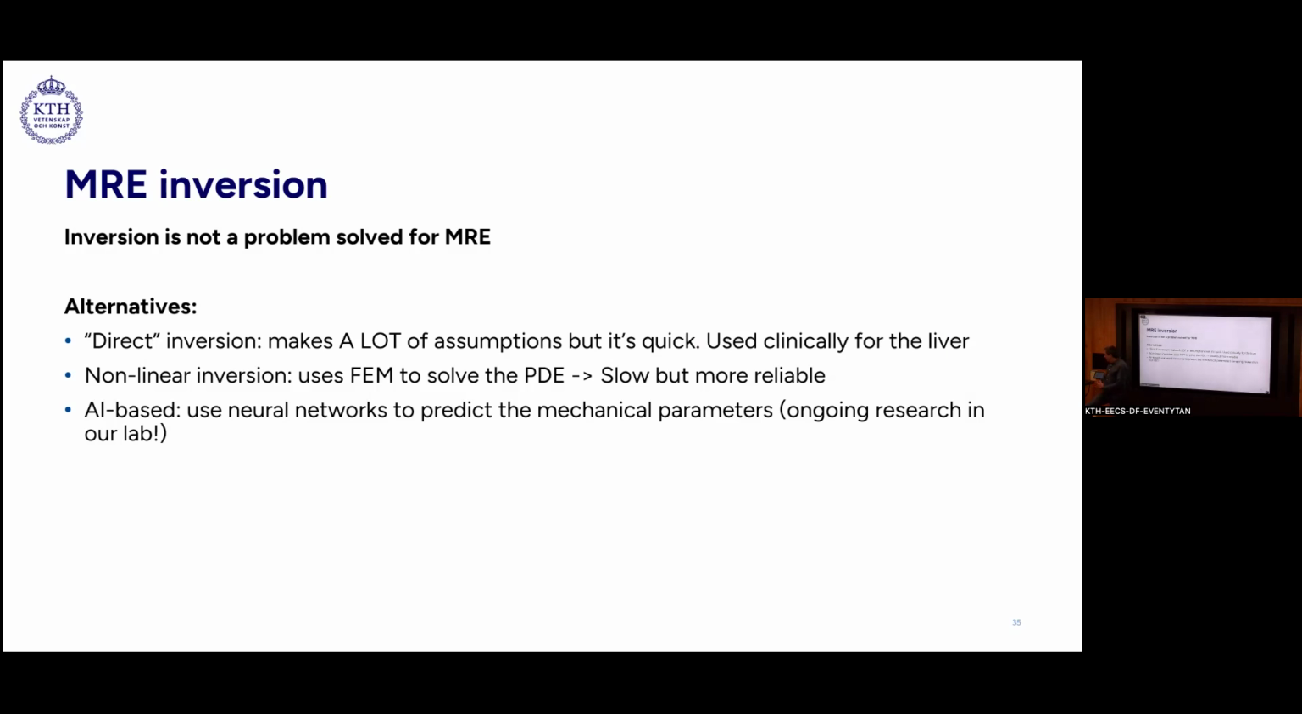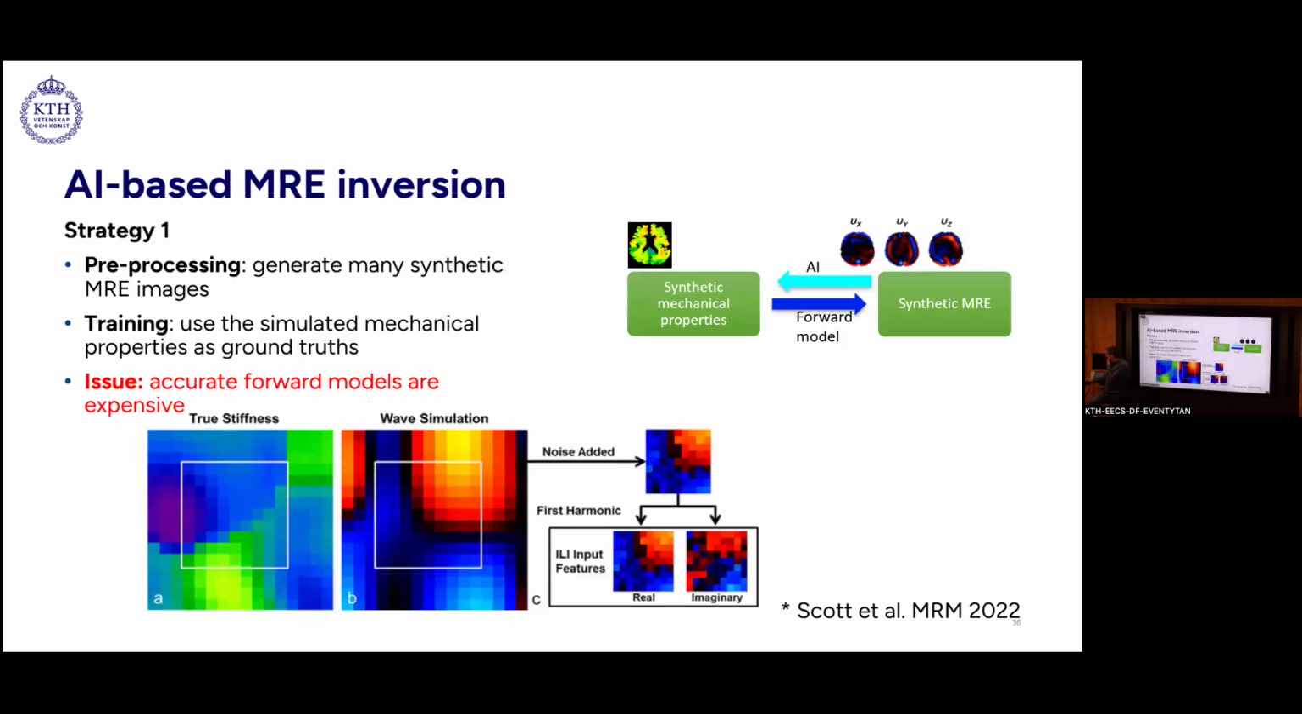But if you want to get some more accurate estimations, then you have to use FEM, which means that it's very, very slow. So the best methods take 12 hours per subject. So it's not really feasible. But of course, you can also use AI. So this is what we are trying to do as well. So this is one idea.